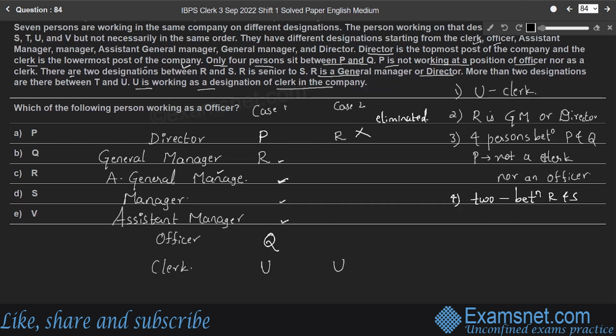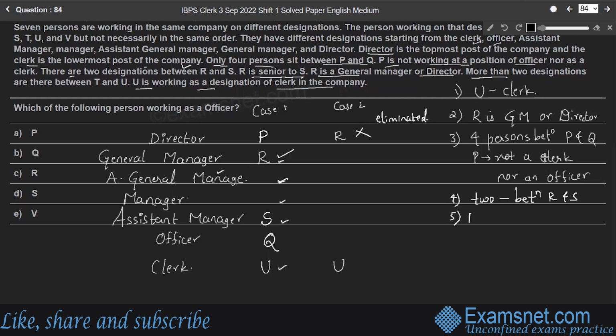Right? So R is general manager, 2 persons between R and S. So S is assistant manager of the company, and R is senior to S. Yes, R is general manager and S is assistant manager. Right? So next point. More than 2 designations are there between T and U. So U is clerk, more than 2 designations.